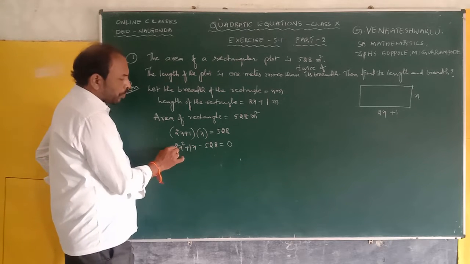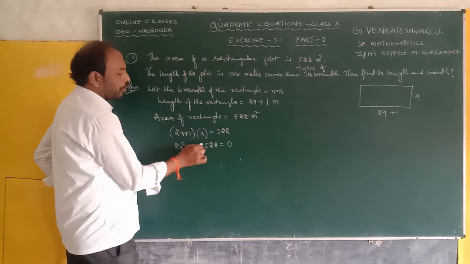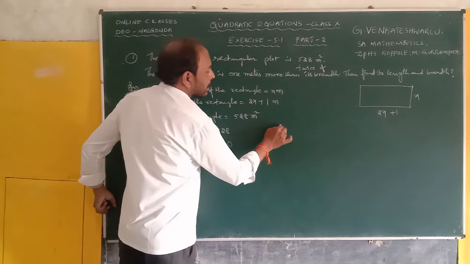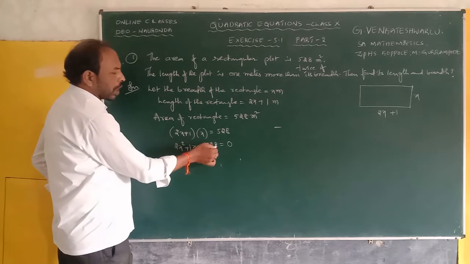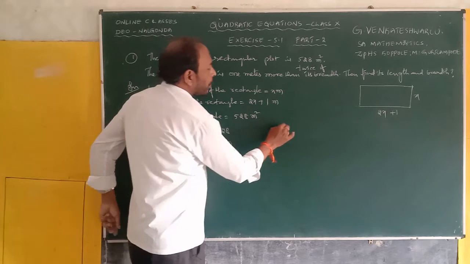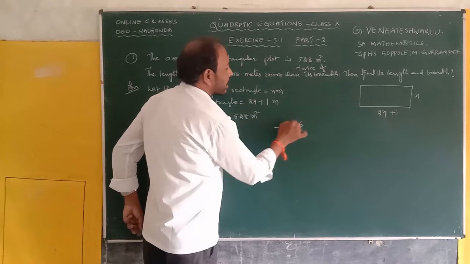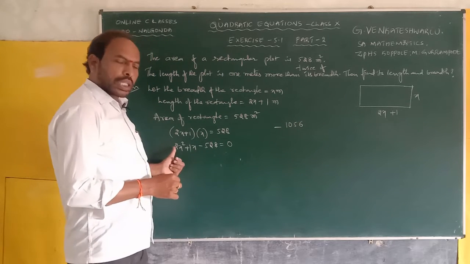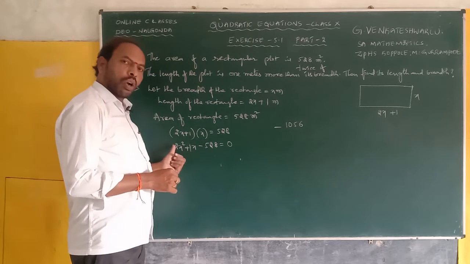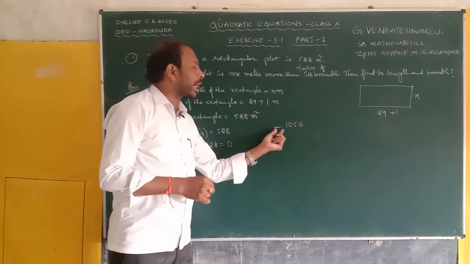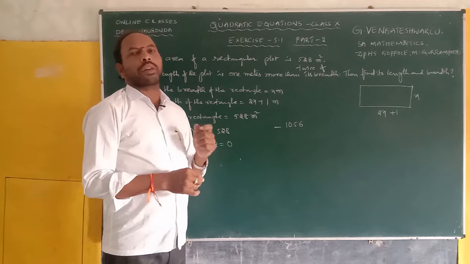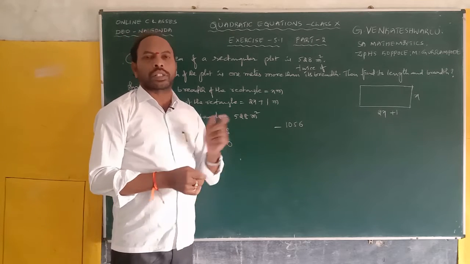Multiply the x square coefficient and the constant, plus into minus, 528 twos are 1056. Here the product of the x square coefficient and the constant assigns a negative sign. Negative sign means we need to subtract the factors.